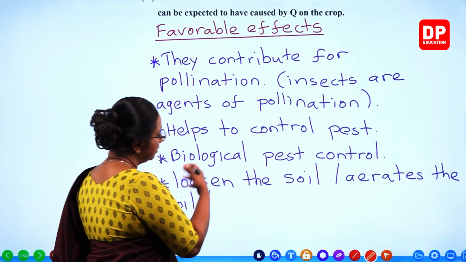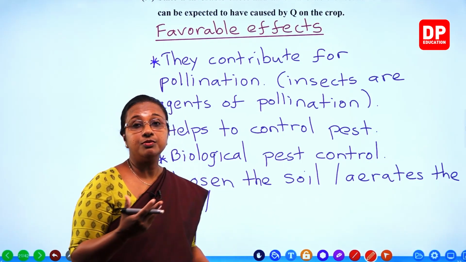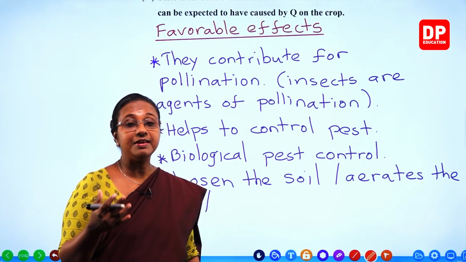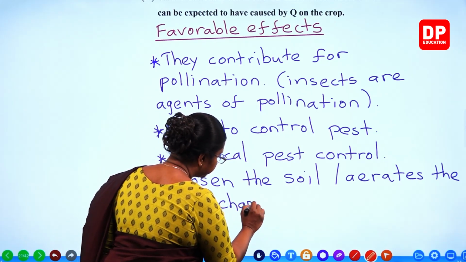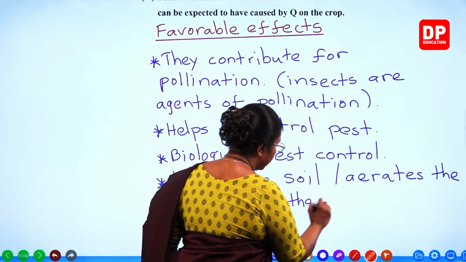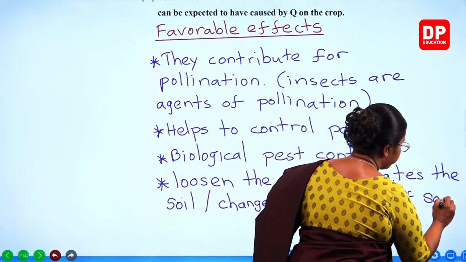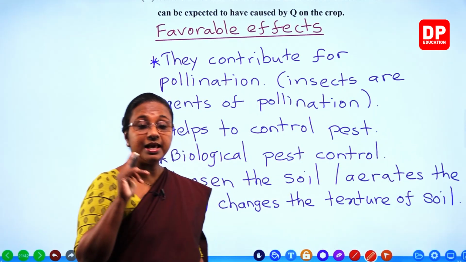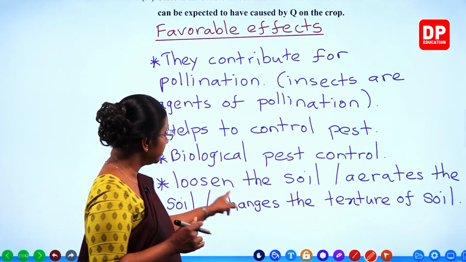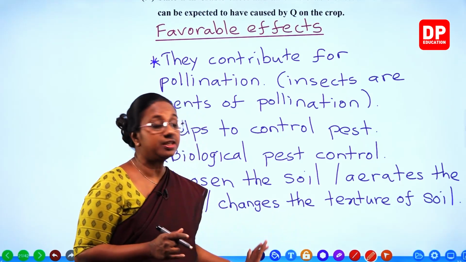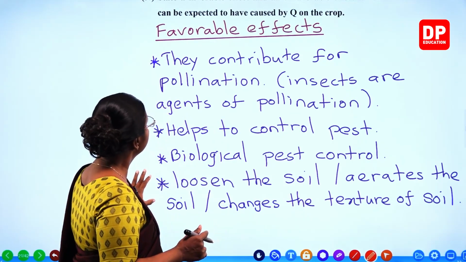So when the soil becomes loose and also it gets aerated, what can you say? The texture of the soil will vary. So that also can be written. Changes the texture of soil. So all these relate to the same thing. You can write any one of the answers. Loosen the soil, aerates the soil, or changes the texture of the soil. So that is one favorable effect. Like that I have written 4 favorable effects.